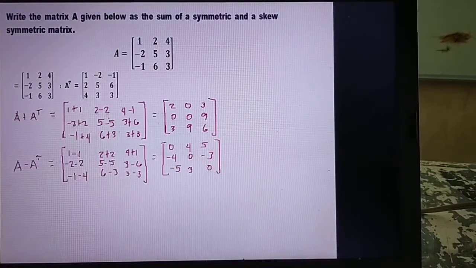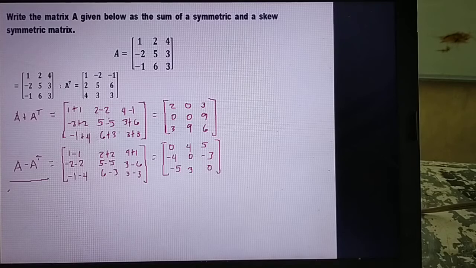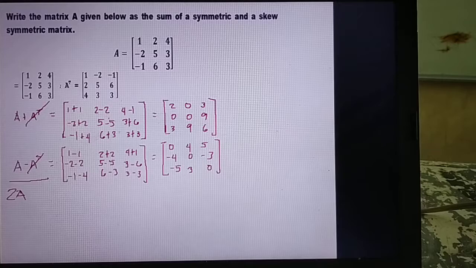Okay, let us add their elements. If we add their elements, this is 2A. Then this is positive, this is negative, 0. Then 2A is equal to their elements.